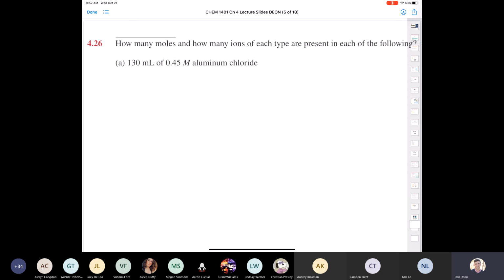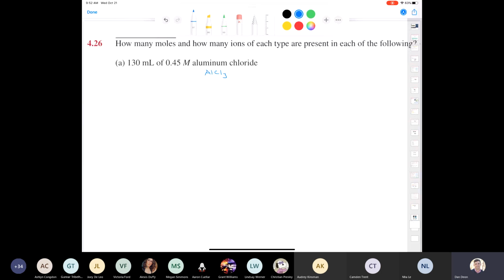Let's start with 4.26. How many moles, how many ions of each type are present in each of the following? Well, I just have one here. We have 130 milliliters of 0.4 molar aluminum chloride. Aluminum chloride is an ionic compound, isn't it? Because the formula of aluminum chloride is AlCl3. It's made from a metal, aluminum, and a non-metal, chlorine.